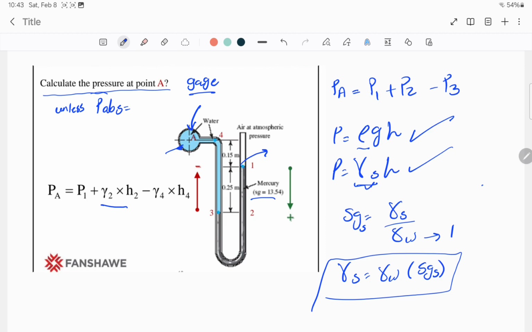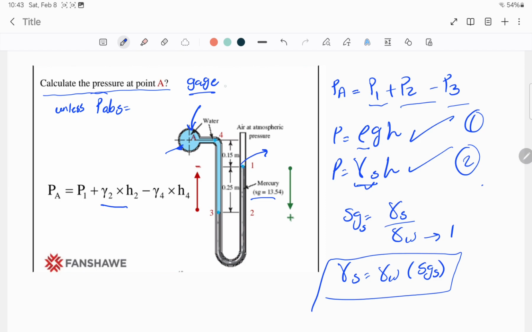Okay, so I'll make you another video. It's not that important, but these are the main tricks. For these pressures, you can use either equation 1 or equation 2 to find the pressure.